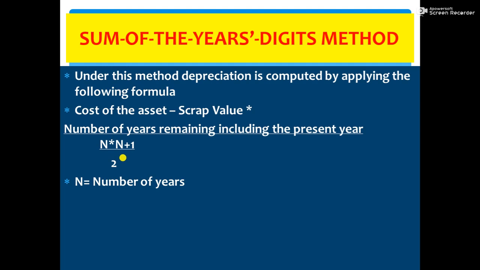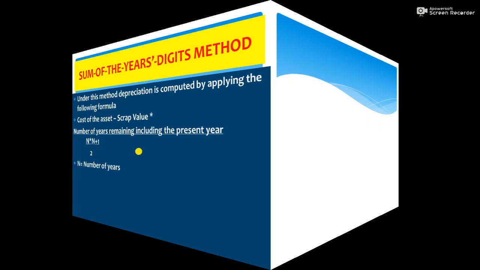We will see an example. Purchase price of the machine is 1,10,000. Wages for installation 5,000.